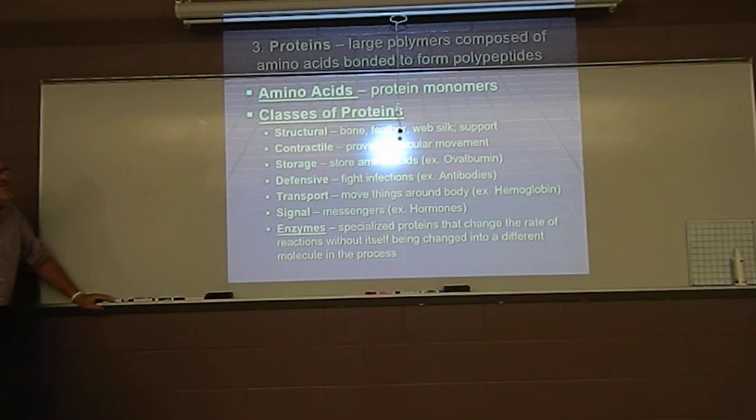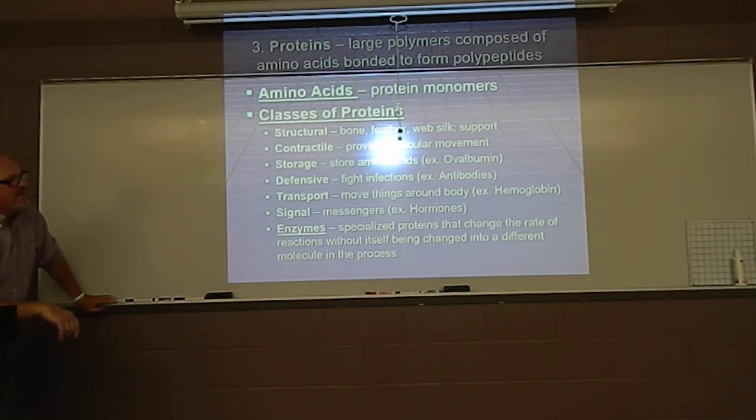Contractile proteins are those that provide muscular movement, allow for the elasticity of muscular action, so it contracts and expands. Storage proteins are, and a good example of this is ovalbumin, which is egg white, right? They store amino acids for later use. It's very important for a developing chick to have as many of the amino acids it needs to make all the proteins for development, because the mother cannot provide them once the egg is laid. So they have to have this storage of amino acids that allow them to develop into an adult, or at least a fledgling.